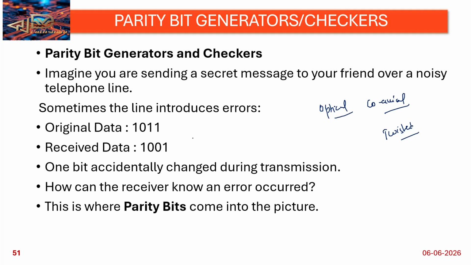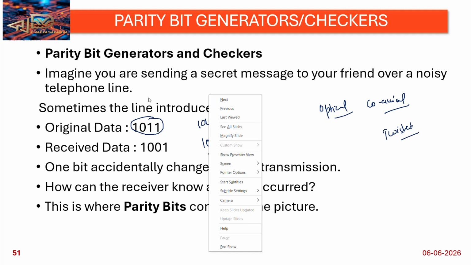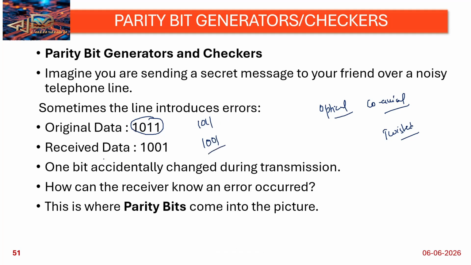So based on that, I want to transmit the information 1011, but you received 1001. Then the receiving bit may be in error, right? That bit is changing. One bit is changing. How do I need to know? How does the receiver know whether you received the correct bit or an incorrect bit? Based on the parity, we will find that error. One bit error we will find based on the parity number.